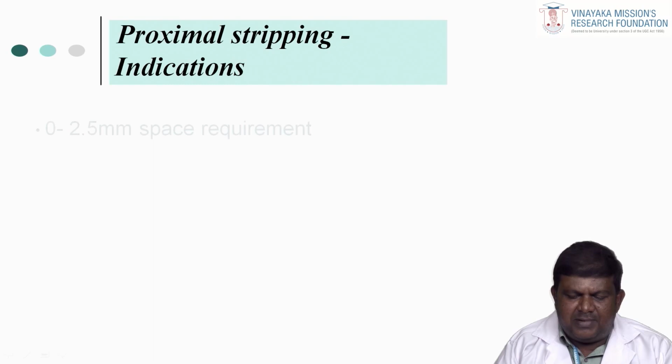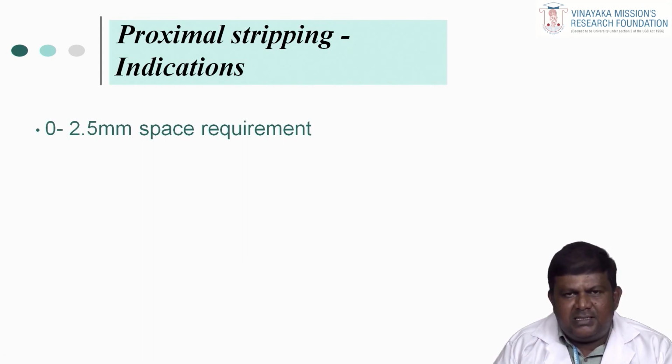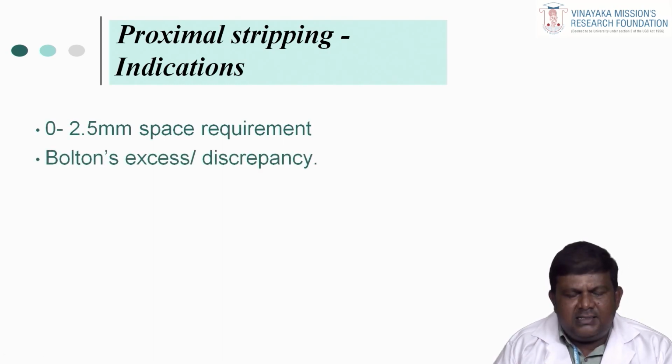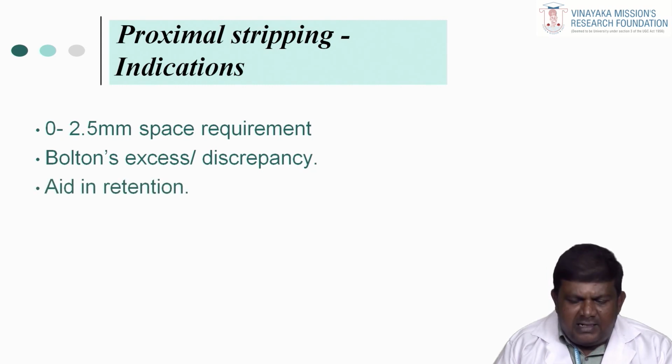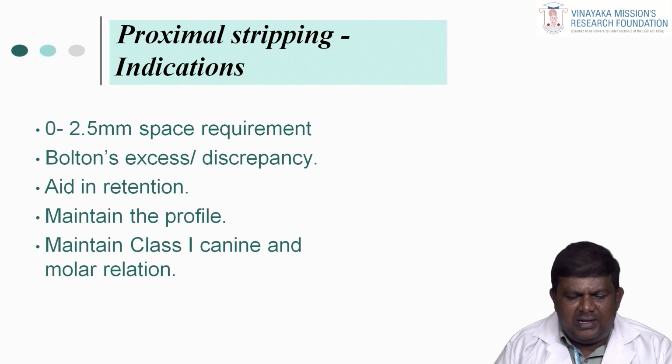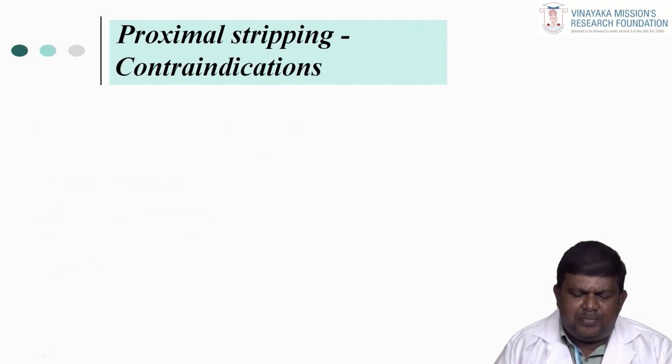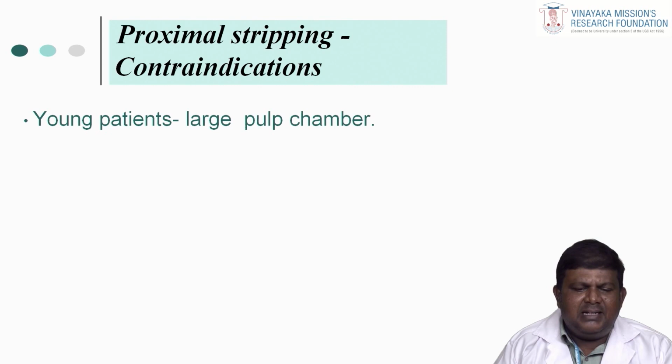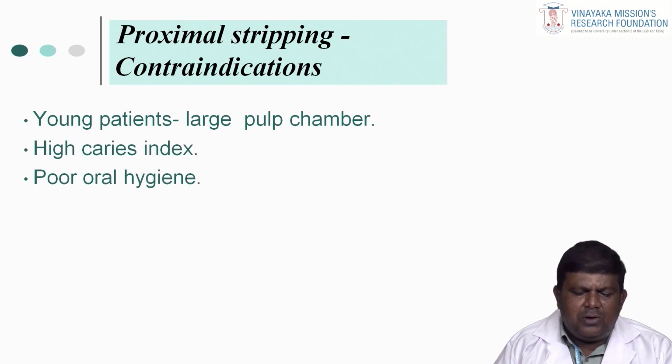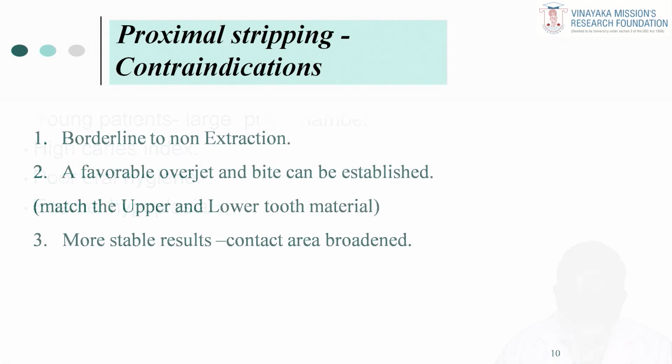Indications of proximal stripping: 0 to 2.5 millimeter space requirement, Bolton excess or discrepancy, aid in retention, maintain the profile, maintain class 1 molar relation. Contraindications of proximal stripping: young patients with large pulp chamber, high caries index, poor oral hygiene, enamel hypoplasia.